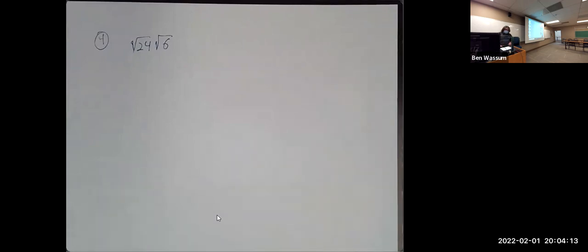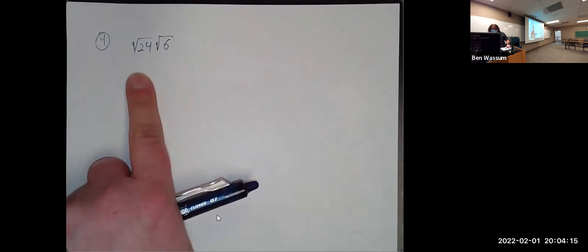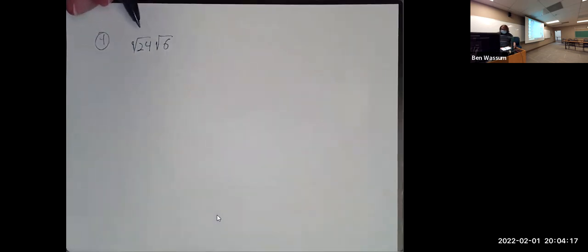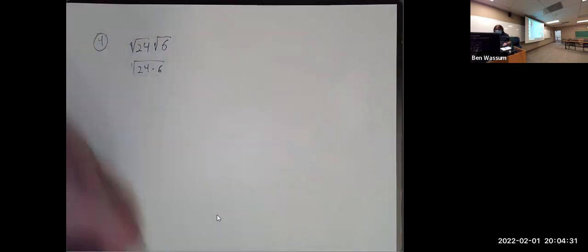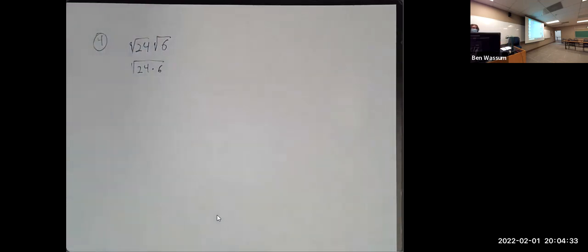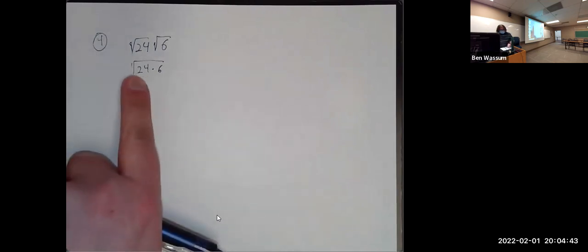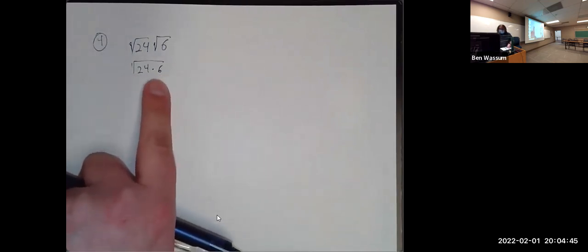My first impulse when I look at this is that a fun, funky rule that you can run into is that if I have a square root times a square root, you can actually multiply the stuff together inside. Now you have a choice, because normally you would multiply these two numbers together, right?